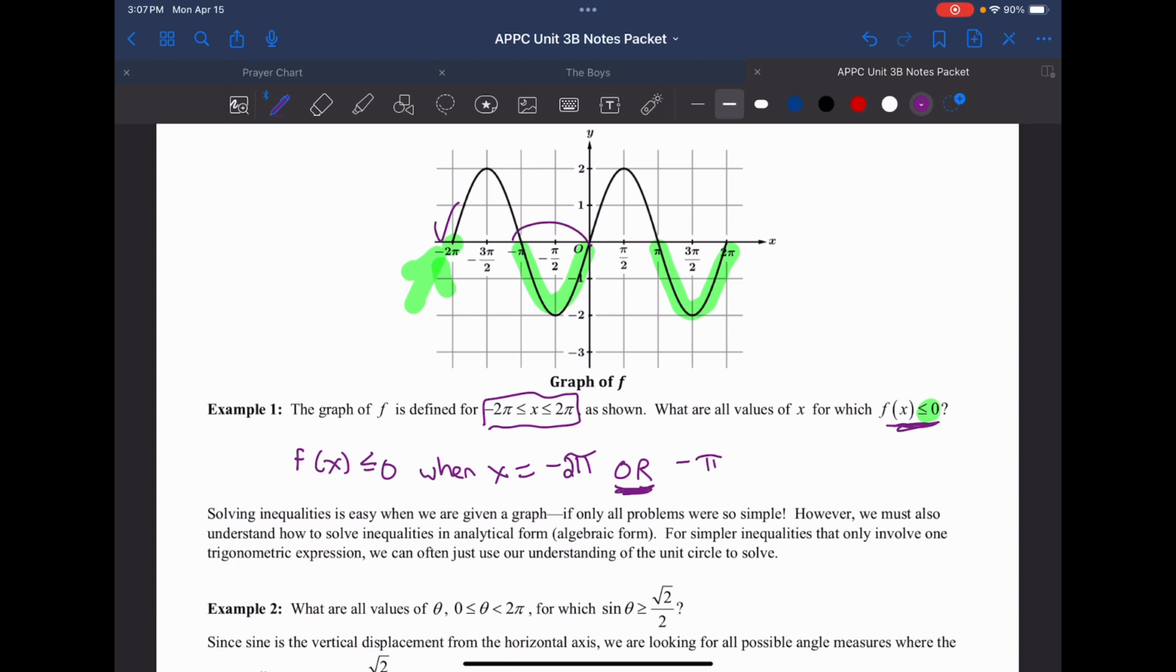Negative pi is less than or equal to x is less than or equal to 0, or, take care of that part, and now I've got to take care of the last part, or it's between pi and 2 pi. Brackets here would also work.